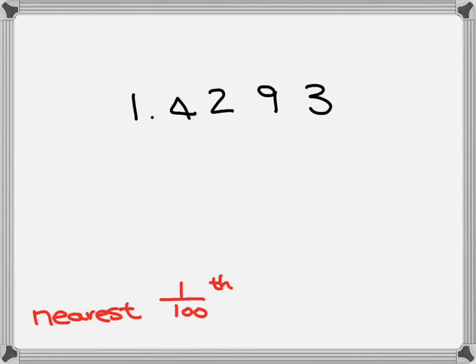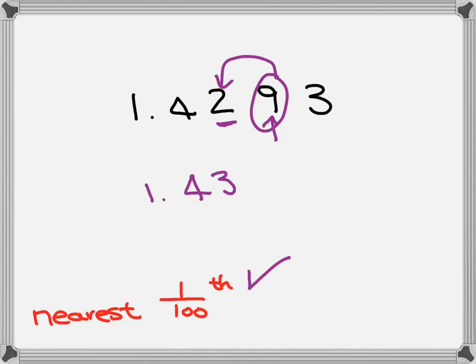Next one. We need to round to the nearest hundredth. That's this column, so we're using this column to decide. Our new number will be 1.4. 9 is bigger than 5, so it's going to make that one more. 1.43. There we go. That one's rounded to the hundredth place.